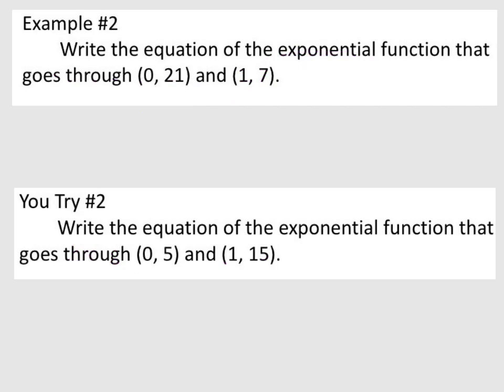Write the equation of the exponential function that goes through (0, 21) and (1, 7). We were given 2 points here. My suggestion is to take these 2 points and make a little input-output table. So we got (0, 21) and we have (1, 7). So our function y equals, we need our y-intercept first. That's always the number across from 0. So it's going to be 21.